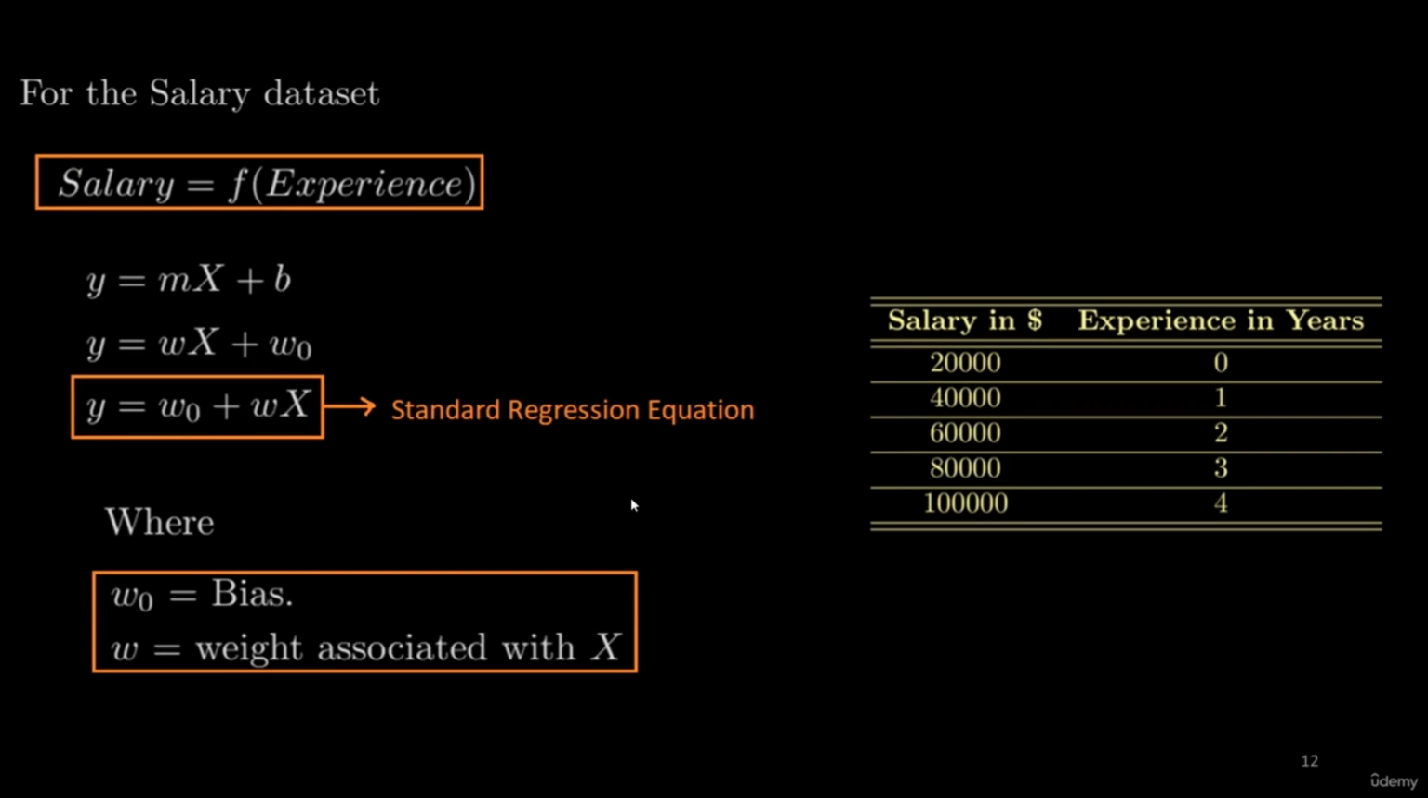Now, in this lecture, we have transformed the concept of a linear model into the concept of linear regression. Similarly, we have transformed a linear model equation into a standard regression equation. So this standard regression equation is very similar to a linear equation, except there is a change in the variable notation. Now we are using W naught and W instead of B and M. Now W naught will be called the bias of a regression model and W will be called the weight which is associated with the feature. We will discuss both the concepts of bias and weight in detail in the coming slides.